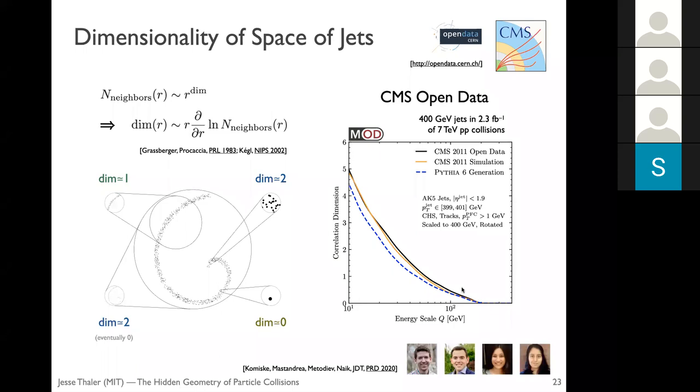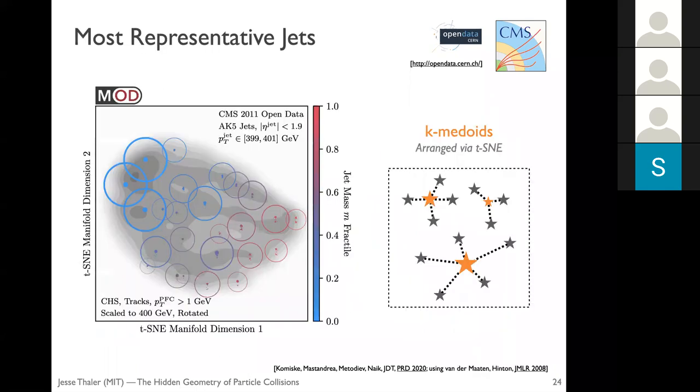Okay, so what else can I do when I have a notion of a metric or a distance? I can try to find the most representative jets, the jets that are most typical for my event sample. So here is the plot that I showed you at the beginning of my talk. What I'm doing is taking this 4 or 5 dimensional space and projecting it down to 2 dimensions using a technique called t-SNE.